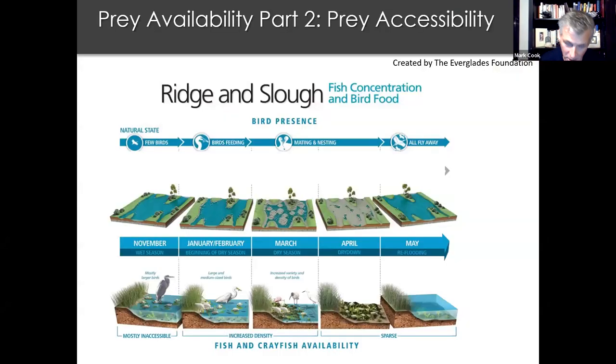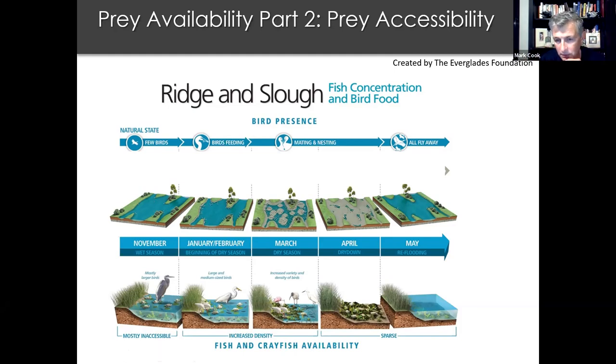Okay, so there's another part to prey availability, and that is prey accessibility. These prey need to be accessible and vulnerable to these birds. This is a figure that was produced by the Everglades Foundation. Basically, it shows the system drying out from the peak of the wet season, showing here in November, all the way through the dry season, which is basically the wading birds' nesting season. Below you can see the wading bird responses to it, and it's also showing crayfish and fish availability.